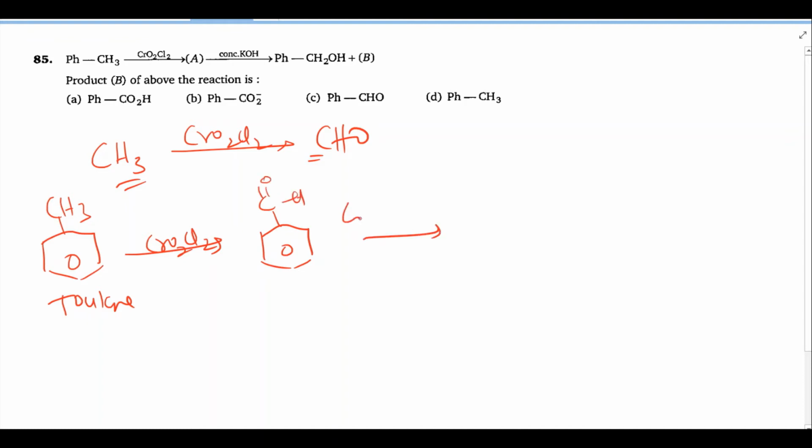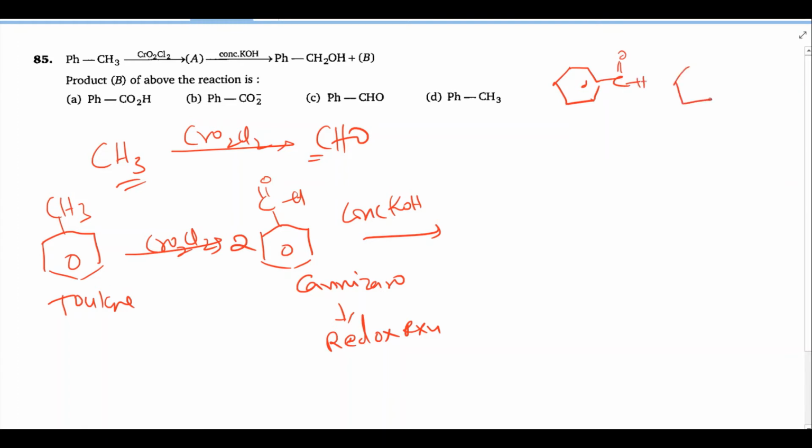Then you are going to get benzaldehyde. After that, concentrated KOH means it comes under the Cannizzaro reaction. Cannizzaro reaction is actually a redox reaction. So one thing you have to take 2 moles. This is one benzaldehyde, the same molecule. You take another benzaldehyde. So there are two benzaldehydes, treated with concentrated KOH.